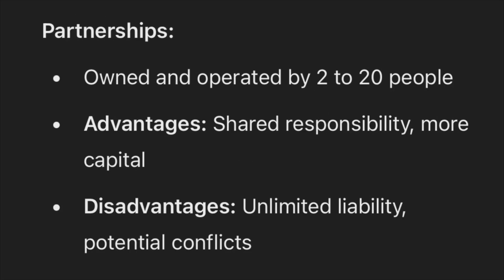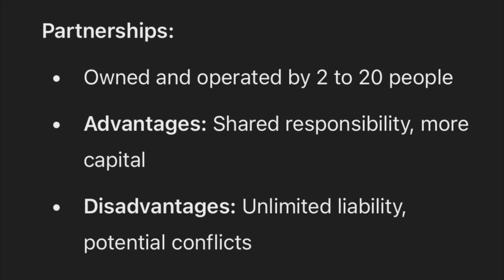Next, we have partnerships. This is when two or more people run a business together. Partnerships are similar to sole traders in terms of simplicity, but the key difference is that responsibility and profits are shared among the partners. This can make it easier to raise capital and share the workload. However, like sole traders, partnerships come with unlimited liability, meaning all partners are personally responsible for the business's debts.